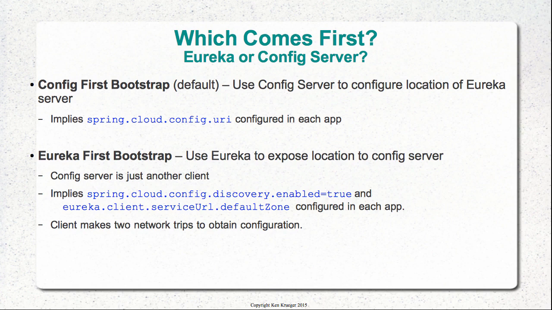The other thing it implies is that the client is going to make 2 network trips before it's able to obtain the basic configuration. So if you have the bulk of your configuration served up by the config server, you might not want to do this second option here. You'll find the first option, the default, to be better. Go ahead and configure each application with the Spring Cloud Config URI. Use Spring Cloud Config to handle the bulk of your configuration, and when it comes to service-to-service registrations, use Eureka to do that.